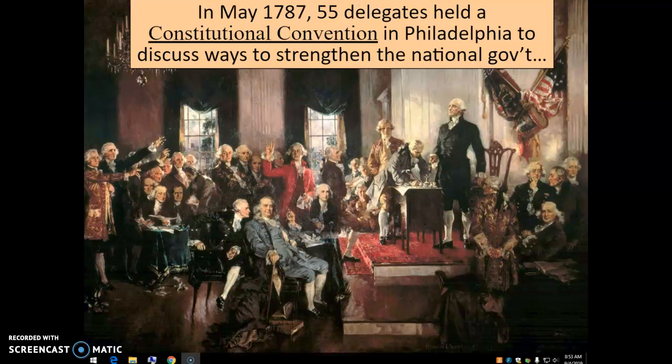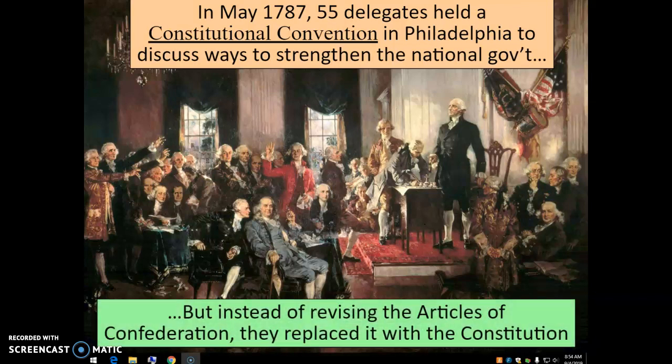And in 1787, you're going to have 55 delegates from the states show up in Philadelphia to strengthen the national government. They're going to decide that something has to be done. The AOC is no good, and instead of revising the AOC, they're going to replace it, which ironically is illegal, because remember, you need a consensus to amend anything within the AOC. They're just going to decide to rip it up and throw it out.